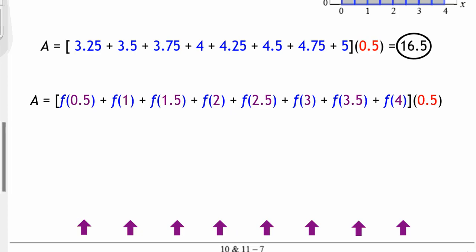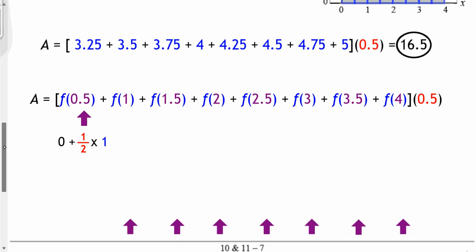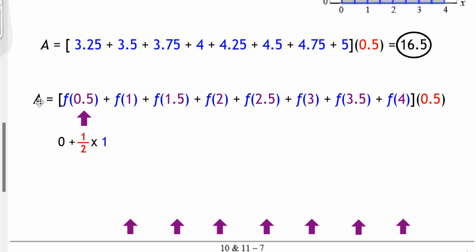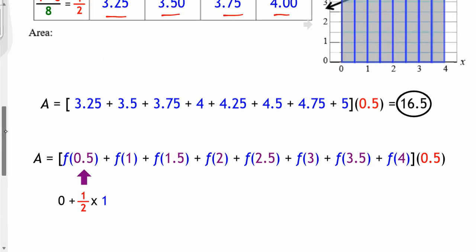This 0.5 here is one way we could say that we're calculating it. What I'm doing is I'm going to start with my left endpoint, and then I'm going to add the width, which is 1/2, one time. And that gives me this 0.5.